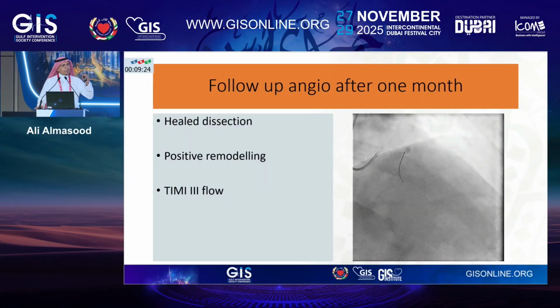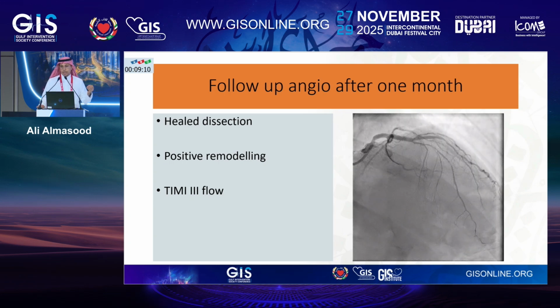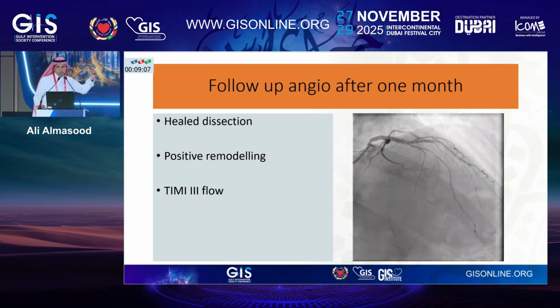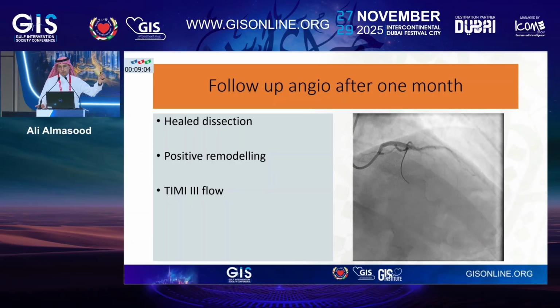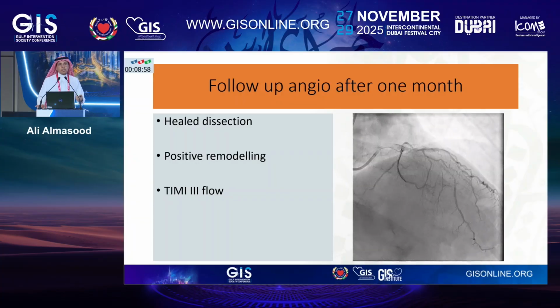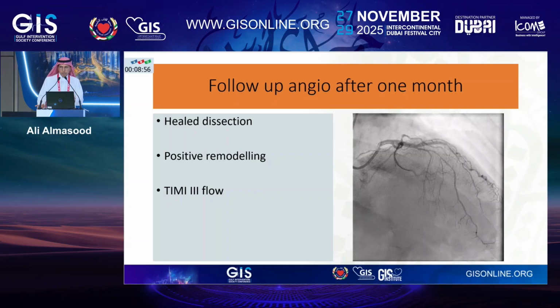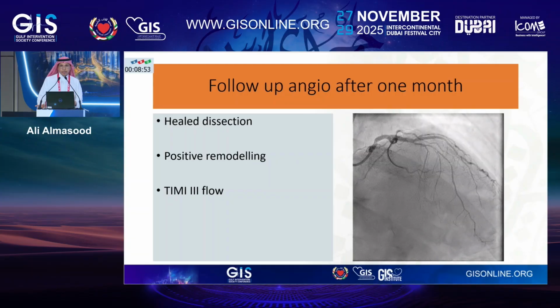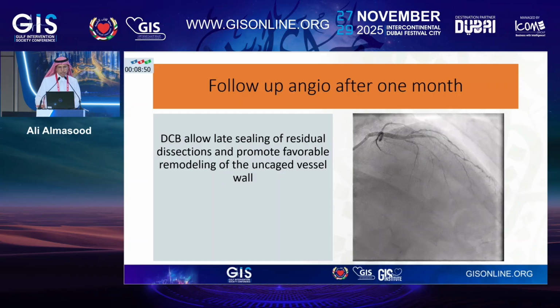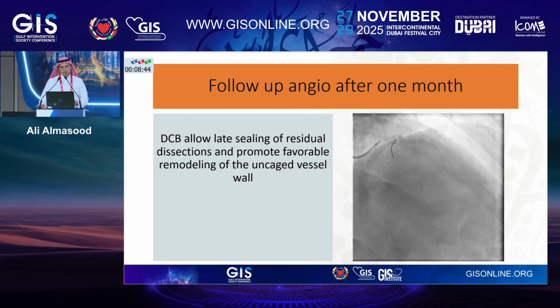For whatever reason, he came back in just 1 month for another indication, and his treating physician was very anxious about his LAD, so he was taken to the cath lab in just 1 month's time, which was not our target. And you can see his LAD definitely has grown. Now you can identify the lesion. The ostium of the diagonal is free of disease because of the DCB that we used. And at the bifurcation, there's no significant stenosis. So significant improvement in only 1 month. We decided to leave him like this for the time being and bring him again in 3 to 6 months' time with clinical follow-ups. So as you can see, DCB allows late sealing of the residual dissection and promotes favorable remodeling of the uncaged vessel wall.